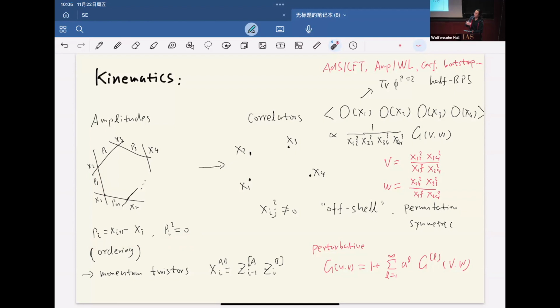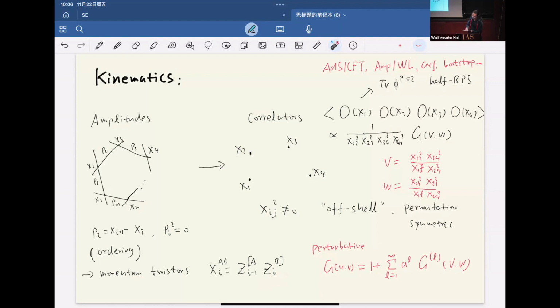And this is actually the basis for going to the momentum twistors introduced by Hodges, where you can view every point here as a bitwistor from two neighboring momentum twistors I-1 and I, so that every edge here also corresponds to a twistor. So that's the basic kinematics we're very familiar with for planar scattering amplitudes.